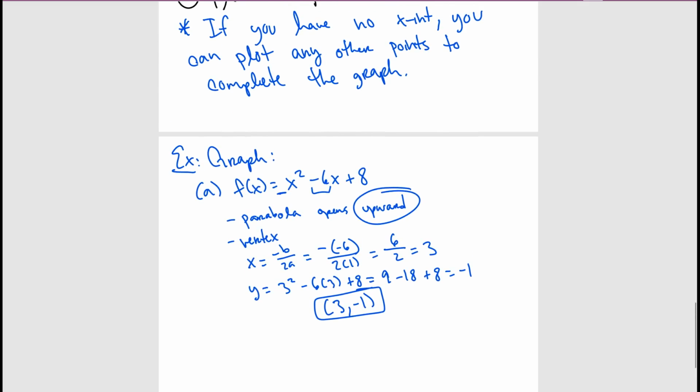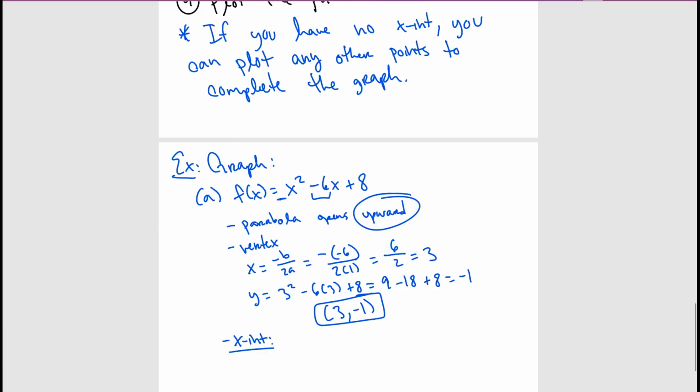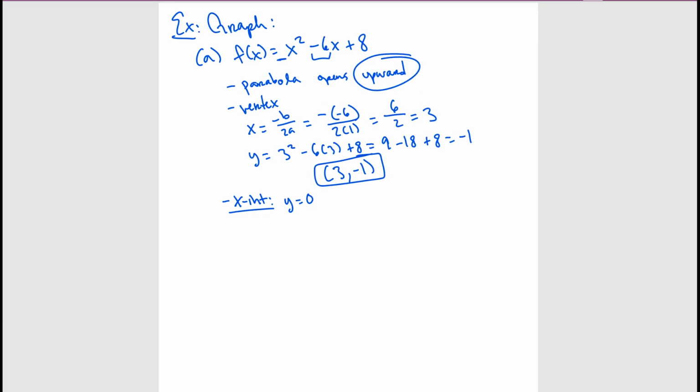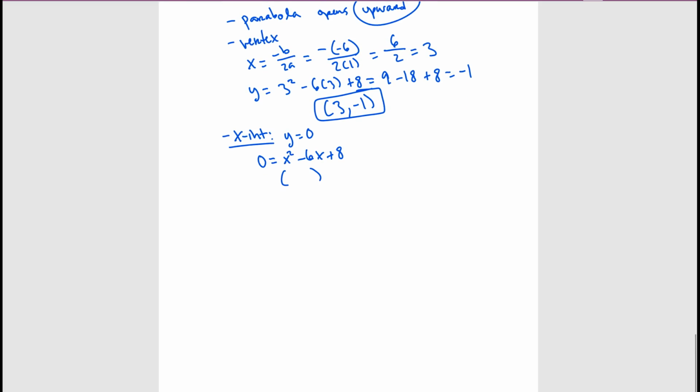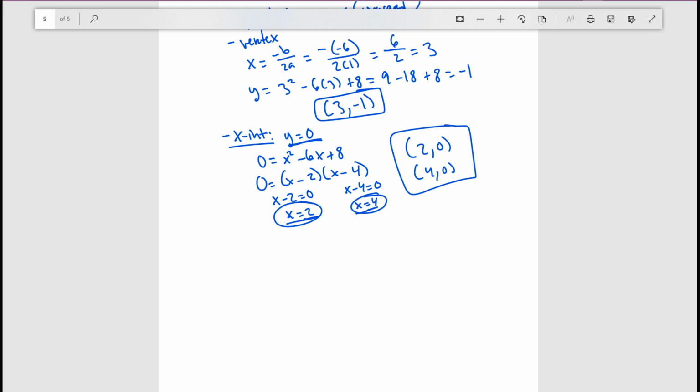That's what I got. Now that I have the vertex, I want to find the x-intercepts and the y-intercepts. Okay, and I have to be very careful because if there's no x-intercepts, I can plot any other numbers. Okay, so x-intercept. With x-intercept, we're going to let the y equal 0. So I'm going to set this equal to 0. 0 is equal to x squared minus 6x plus 8. Okay, we can try to factor this. So we're going to get 2 and 4 because 2 times 4 is going to give me 8. How am I going to get a negative 6? Both of these are negative. So this is going to be x minus 2 equals 0, x minus 4 equals 0. So this gives me x equals 2 and x equals 4. So my x-intercepts are going to be 2 comma 0, because x equals 2 when y equals 0, and 4 comma 0. So these are going to be my x-intercepts.